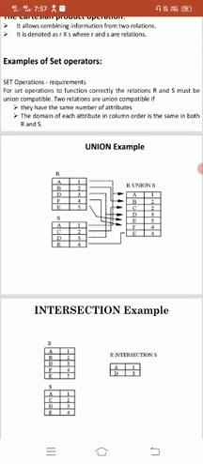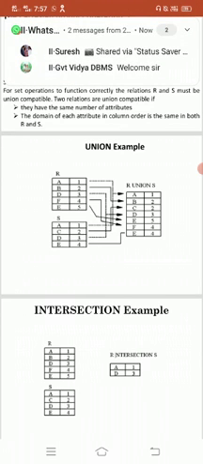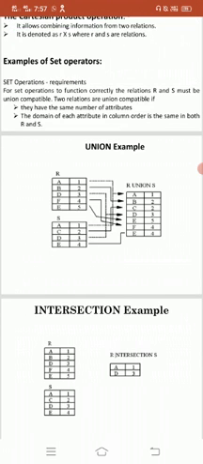The set operators in SQL are, one, union. Second, intersect. Third, minus. Fourth, Cartesian product. In particular, binary operations have these set operations, and for them to function correctly, the relations R and S must be union compatible.